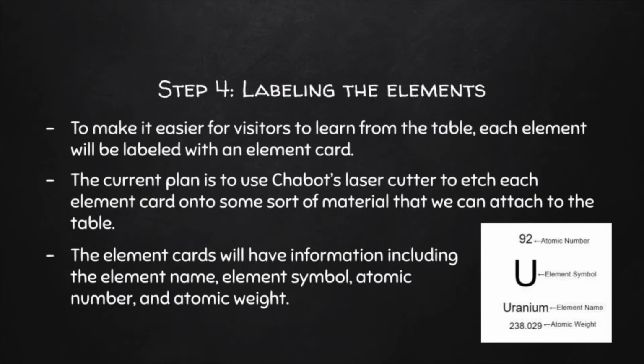Each element on the table has an element card that describes it in terms of its physical properties. Each element card will have the atomic number, element symbol, element name, and atomic weight of its element. The atomic number is the number of protons in an element. The element symbol is a letter or two letters that are used to identify a specific element. The element name is the full scientific name of the element. Lastly, the atomic weight is the combined mass of an atom's protons, neutrons, and electrons. The current plan is to etch the element cards using a laser cutter.